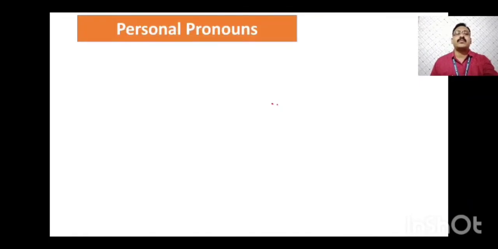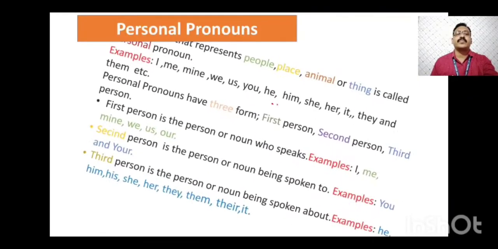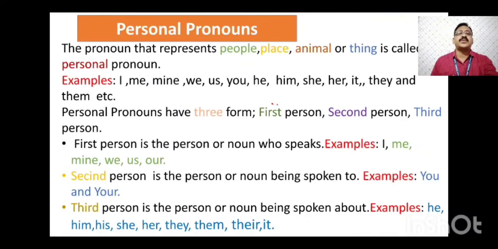Personal pronoun. What is personal pronoun? The pronoun that represents people, place, animal or thing is called personal pronoun. Means if the pronoun we are talking about is the name of a place, or people, or animal or thing, it is said to be personal pronoun. Example: I, me, mine, we, us, your, he, him, she, her, it, they and them, etc. are personal pronouns. Personal pronouns have 3 forms: first person, second person and third person.